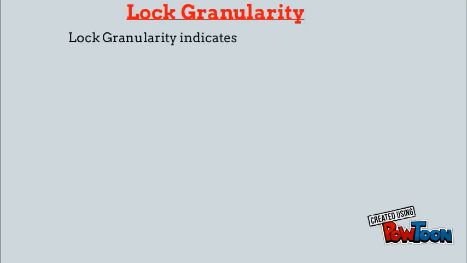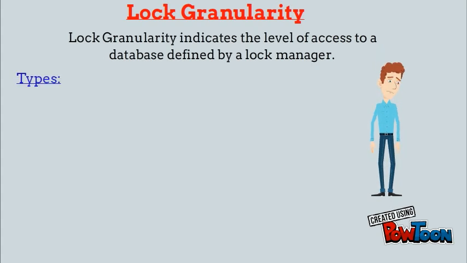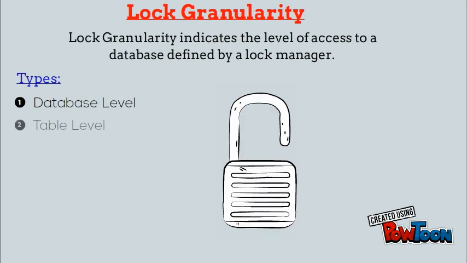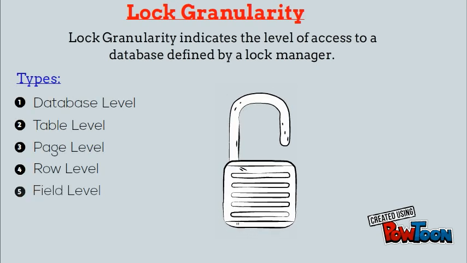Lock granularity indicates the level of access to the database by a lock manager. Note, the lock manager is software and not a person. The five different levels of access in locking granularity are database level locking, table level locking, page level locking, row level locking, and field level locking.